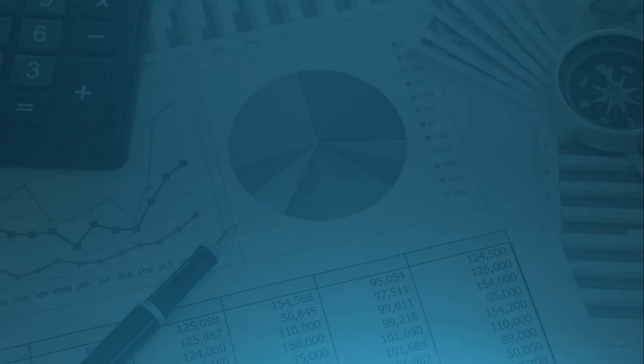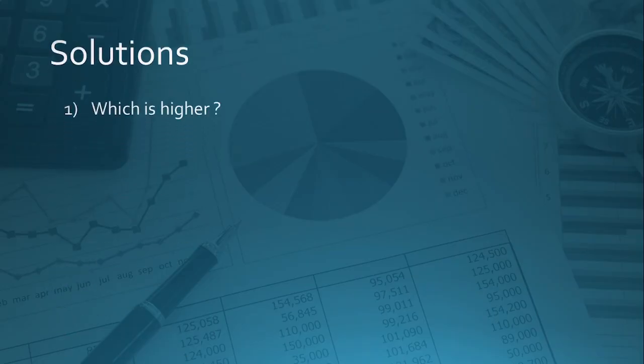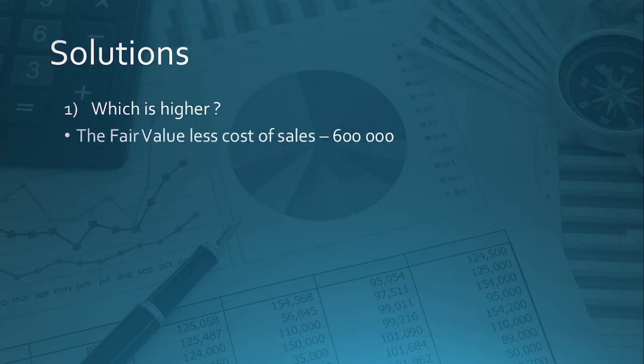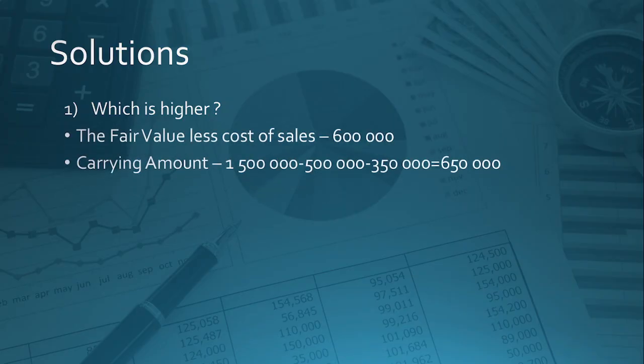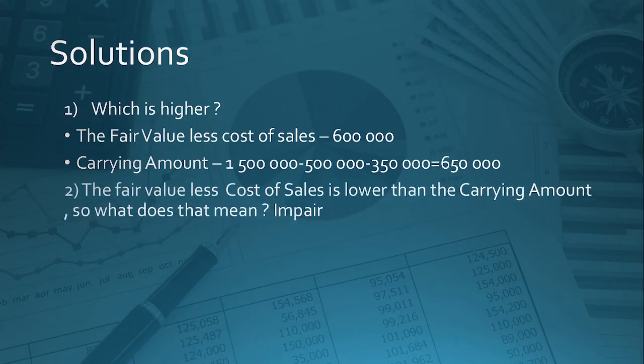How do we recognize all these journals? Well, first, let's reclassify the asset. When we are reclassifying the asset, we need to find the lower of. So which is lower: the fair value less cost of sale or the carrying amount, which is 1.5 million minus the accumulated depreciation and minus the accumulated impairment, which gave us 650,000. Now, the fair value less cost of sale is lower than the carrying amount.